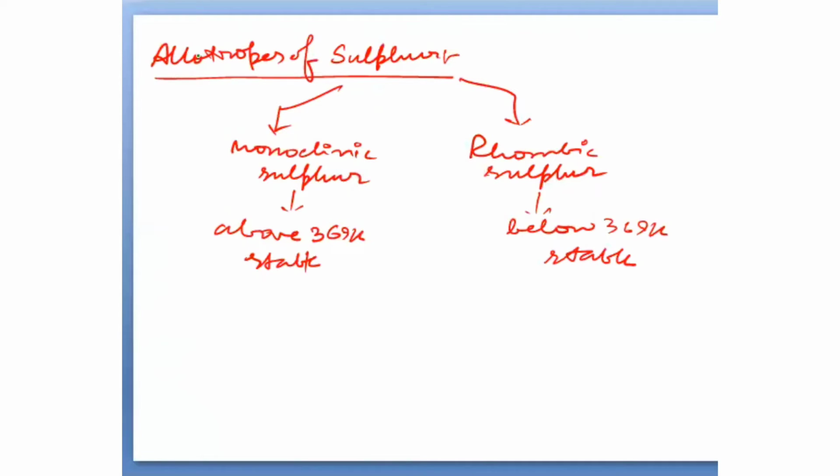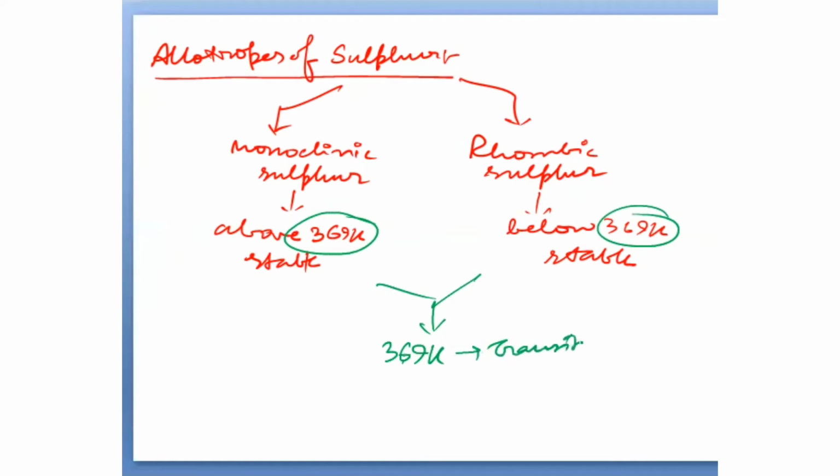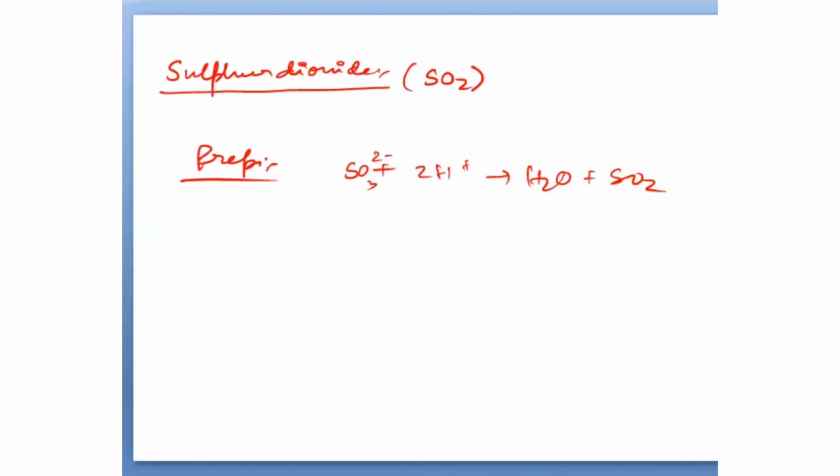Next is our sulfur. Now we are discussing allotropes of sulfur. There are two allotropes, that is monoclinic sulfur and rhombic sulfur. Monoclinic sulfur is stable above 369 Kelvin and rhombic sulfur is stable below 369 Kelvin. But these two kinds of sulfur are stable together only at 369 Kelvin. So this temperature is called transition temperature.